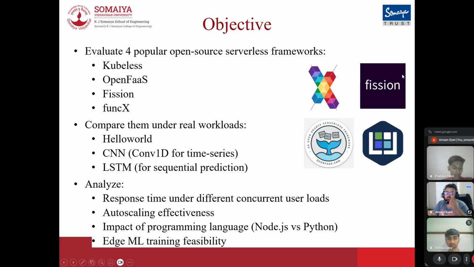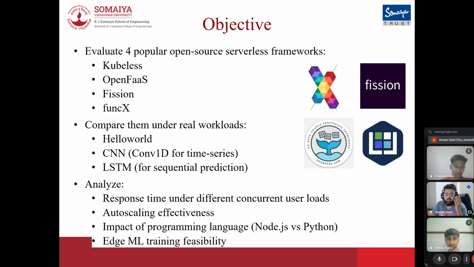Let's go over the objectives. To tackle the problem, as explained by Prabhat, the paper sets out a few clear objectives. We have to evaluate four open source serverless frameworks, namely Kubeless, OpenFaaS, Fission, and FunkX. Then we have to test the frameworks under real machine learning workloads.